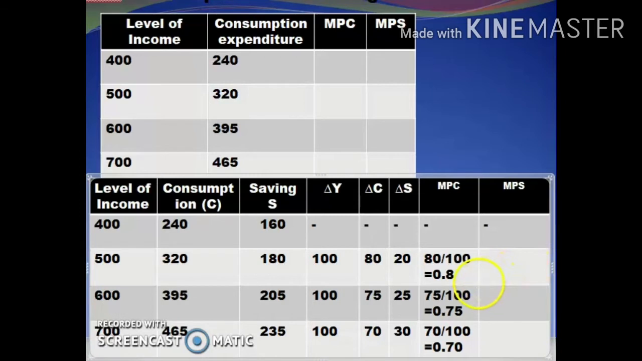Next we will find MPS. The first column is not determined. Second column, 20 divided by 100. Delta S by delta Y is the formula. The answer is 0.20. Next, 25 divided by 100, the answer is 0.25. Next, 30 divided by 100, the answer is 0.30. Hope you understood this question.